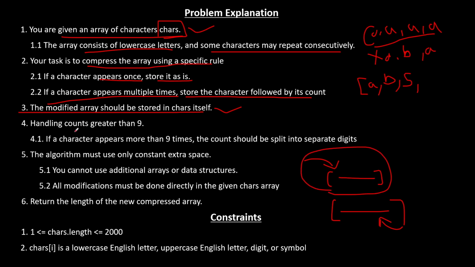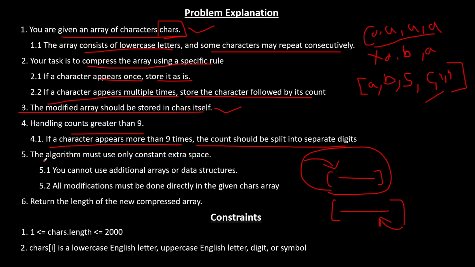Now, handling counts greater than 9. If a character appears more than 9 times, the count would be split into separate digits. For example, if C occurs 11 times in the given array, we cannot write 11 directly like this. What we have to do is split 11 into two values, 1 comma 1, this way. Then we have to store it in the chars array.